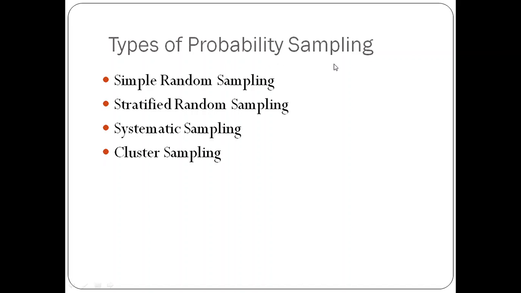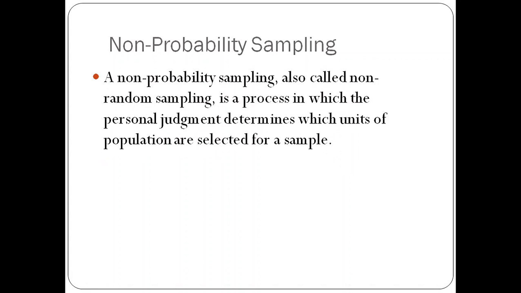Then, types of probability sampling. Probability sampling has again some types: simple random sampling, stratified random sampling, systematic sampling, and cluster sampling. We are just going to study the first one, because in your course just simple random sampling is included. Now, non-probability sampling.